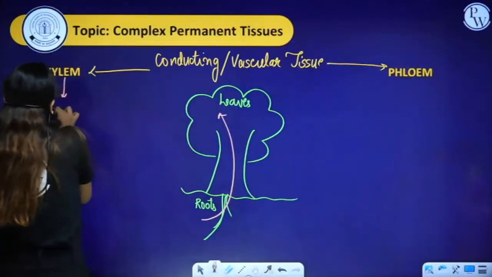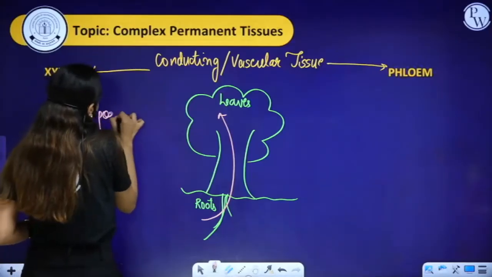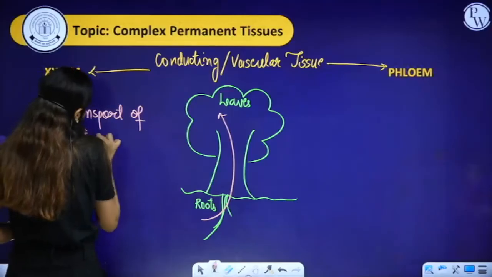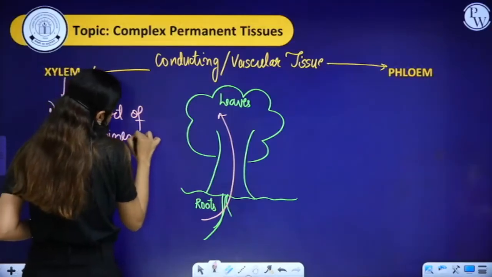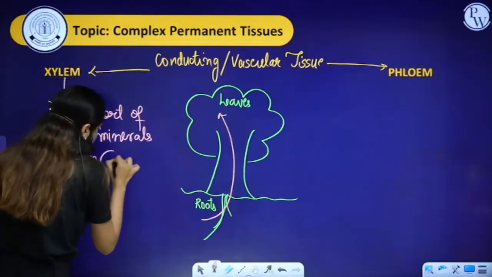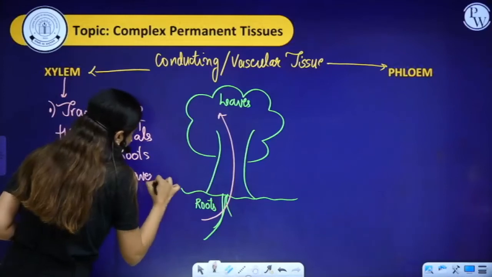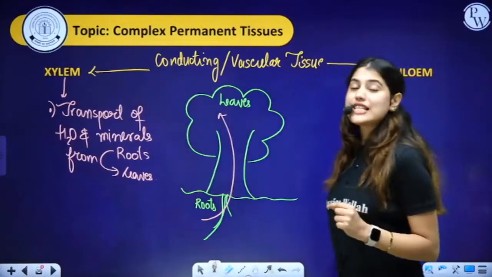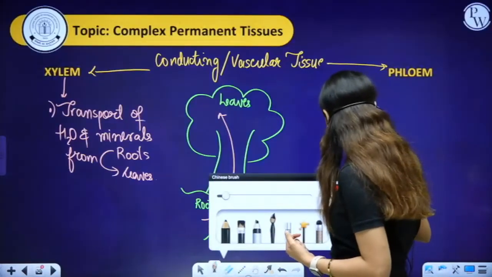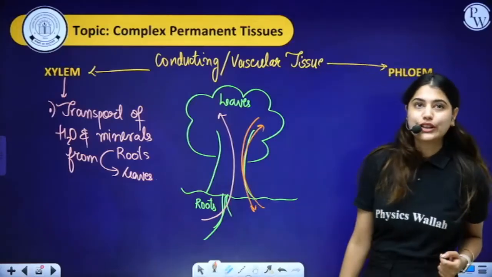It will help in the transport of water as well as minerals from the roots to the leaves. Now what about phloem? Phloem is transporting food. Now that food conduction can take place in both the directions. The food conduction can take place in both the directions.